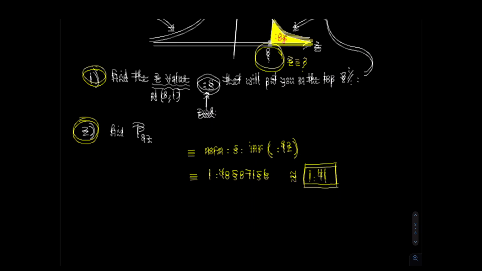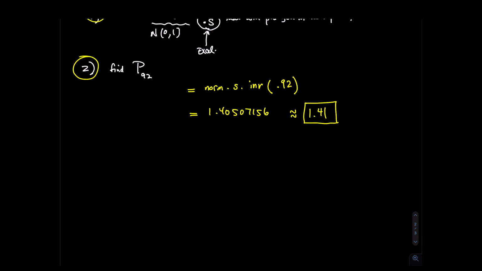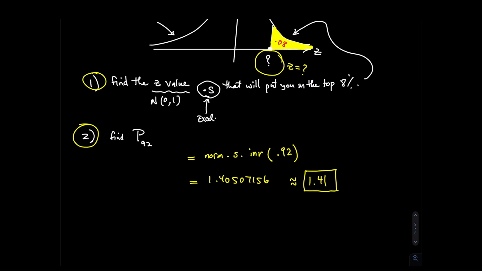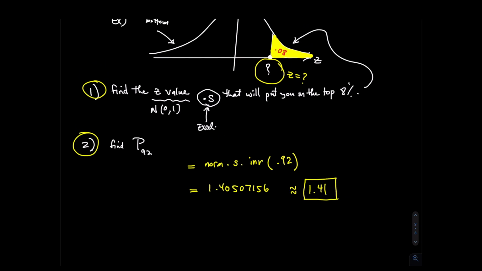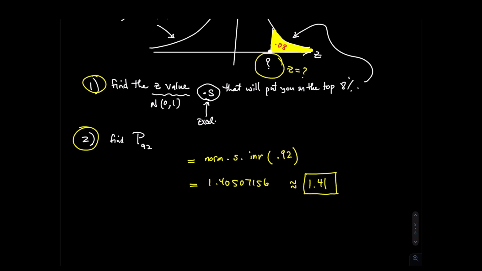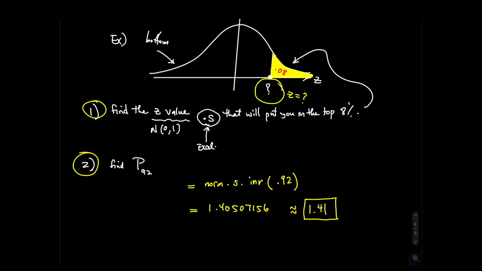All right, so we're going to continue. Now we talked about the inverse problem when the top area is given to you. Well, let's talk about the inverse problem when the bottom area is given, which is pretty much an easier version of it, but let's look at it.